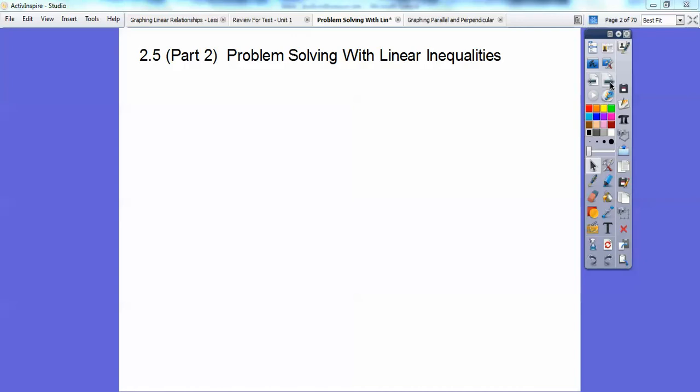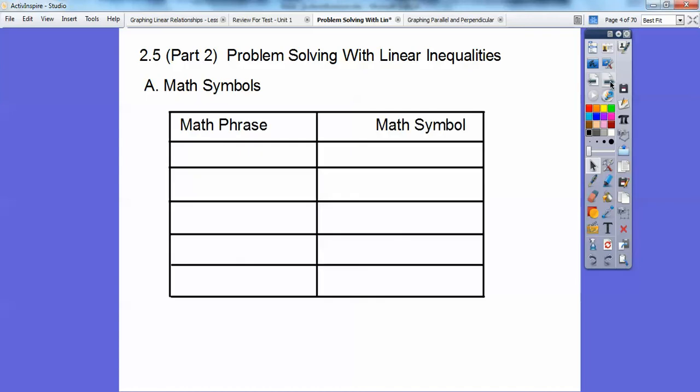Okay, so we're going to stretch our knowledge here a little bit, but before we do, let's go over some math symbols that you guys are probably familiar with, most of them here. So we're going to make a table here, so we've got some math phrases and then the symbols we use for these math phrases. Okay, if you see the word "is" in math, it just means equal, okay? So if I said 5 plus 7 is 12, that would be 5 plus 7 equals 12, okay?